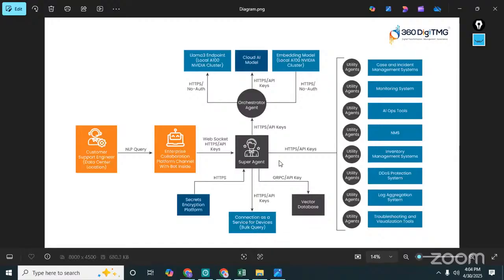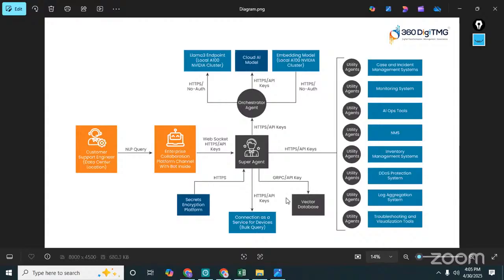Then comes your super agent, who is basically the central cognitive unit. The super agent will act as the main intelligent processing agent. Think of it as a brain that will decide what data is needed, which systems should be queried, whether to invoke an AI model, whether to call APIs, or fetch any embeddings from the vector database. These kinds of decisions are what the super agent cognitive unit is going to take. It is the main intelligent processing agent in the first place. It will receive the query through a secure WebSocket or an HTTPS channel, or rather an API key also.